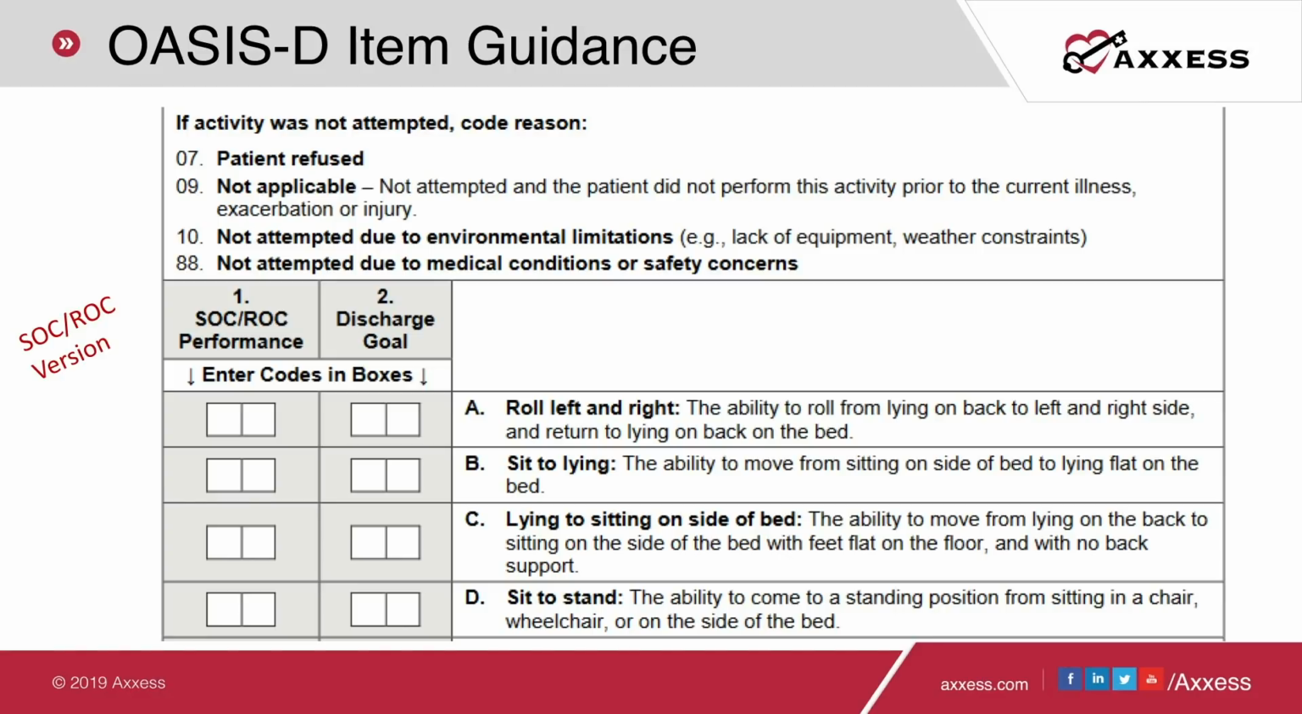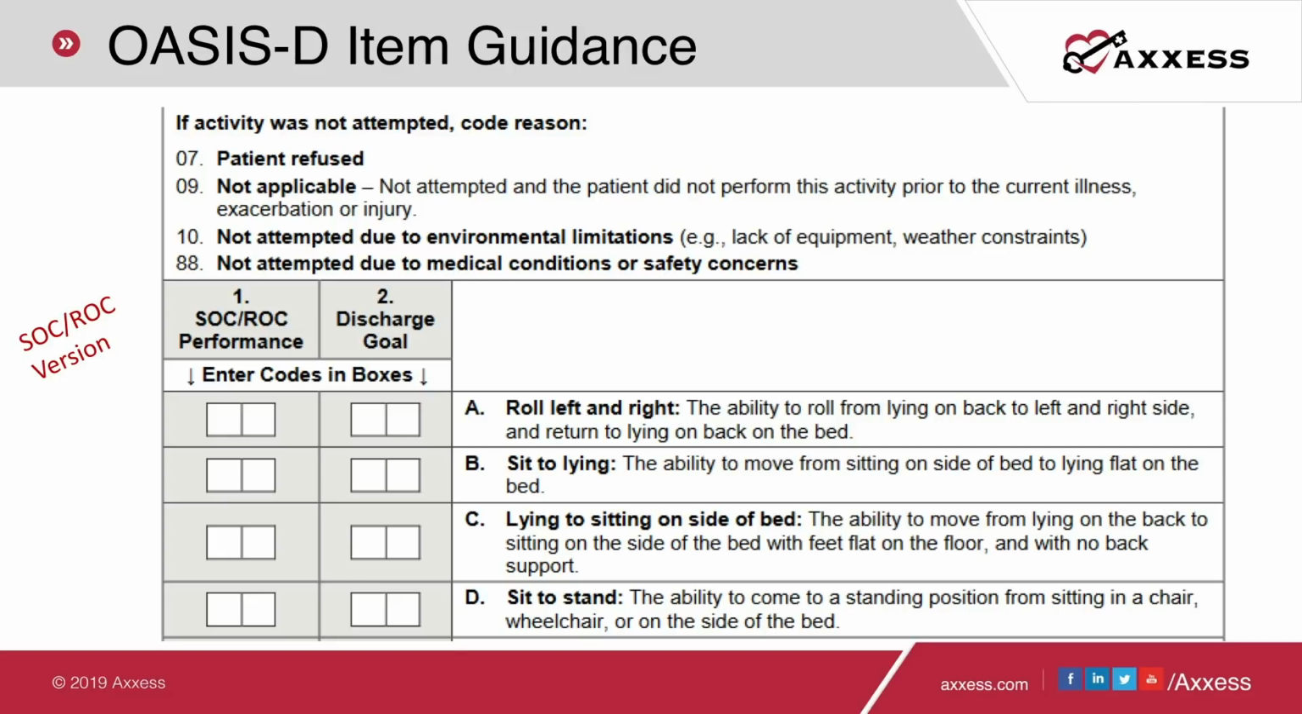All right, so let's look at the different rows. A, we're looking at rolling left to right. We're looking at the patient's ability to roll from lying on the back to the left and then the right side, and then return to lying on the back on the bed. In row B, we see sit to lying is to be assessed. We're looking at the patient's ability to move from sitting on the side of bed to lying flat on the bed. C is lying to sitting on side of the bed. This is the ability to move from lying on the back to sitting on the side of the bed with feet flat on the floor and with no back support.